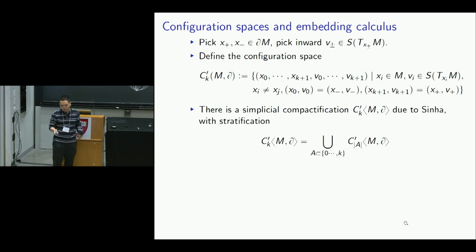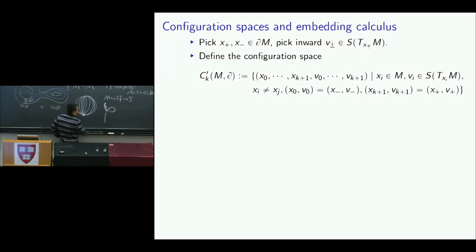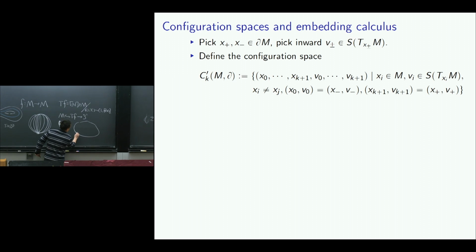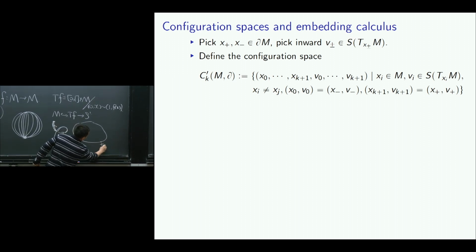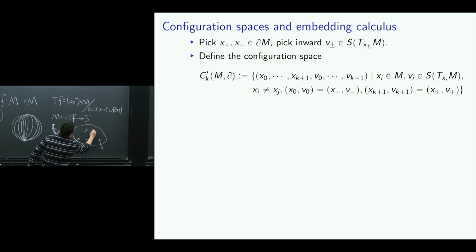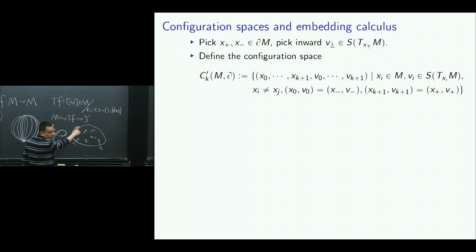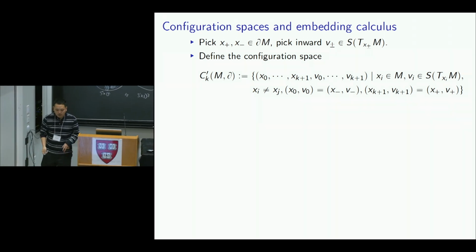They are not allowed to collapse. And each point is equipped with a unit tangent vector. So we are just thinking about the configuration of, okay, we have x minus, v minus, x plus, v plus, and you have some points like this. So this is an element in the configuration space.